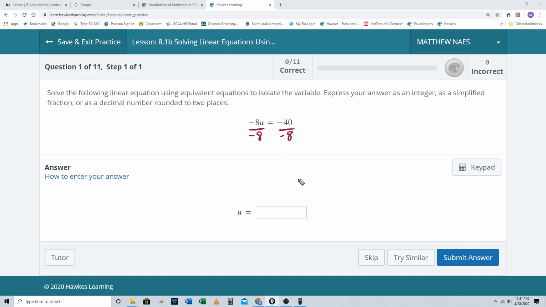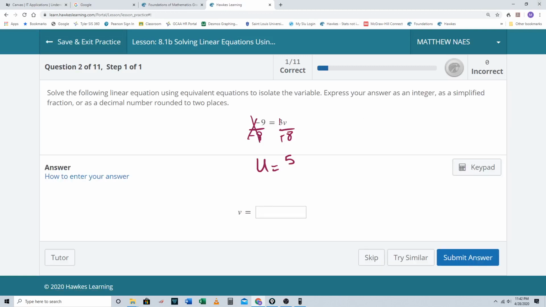And we're going to divide just using fractions. So that's going to cancel that out. Negative, negative cancel. 8 and 8 cancel. U, negative, negative cancel. 40 divided by 8 is 5. So the opposite of multiplication is division.